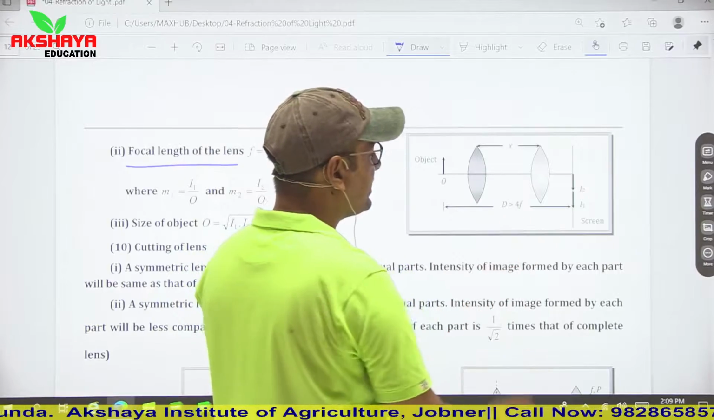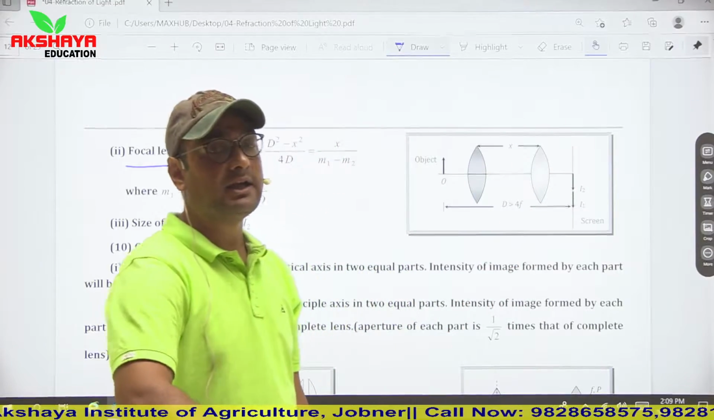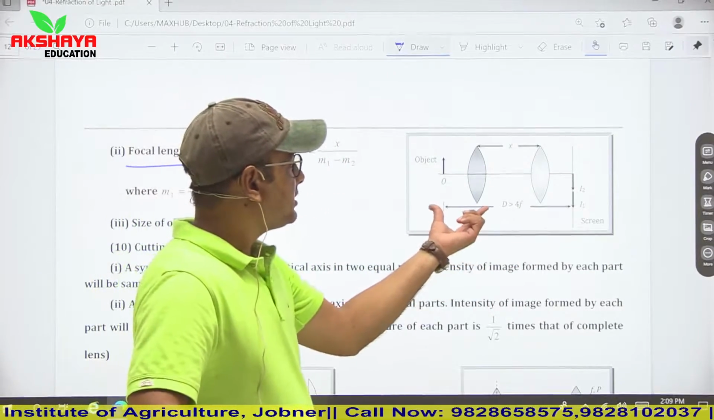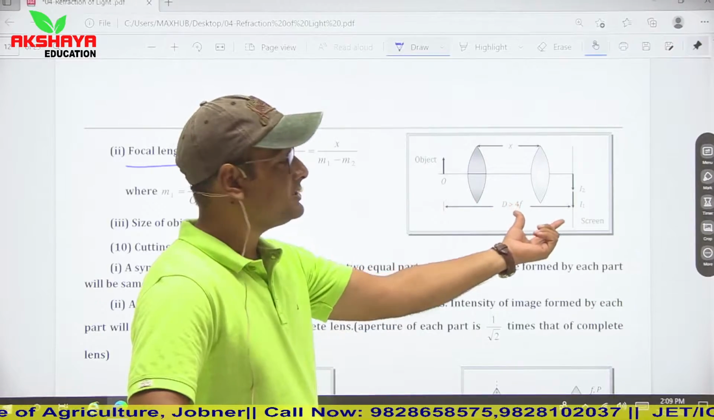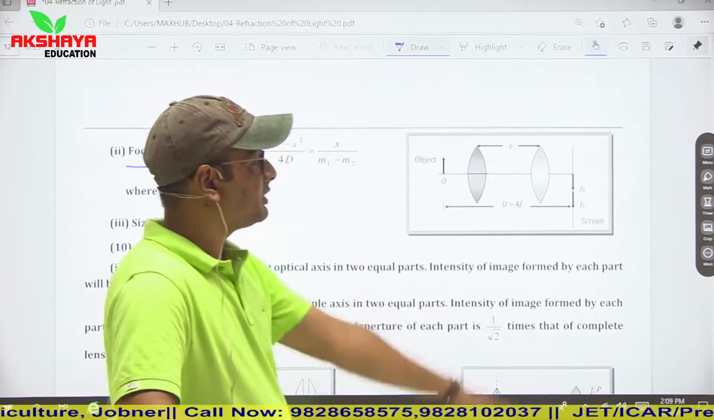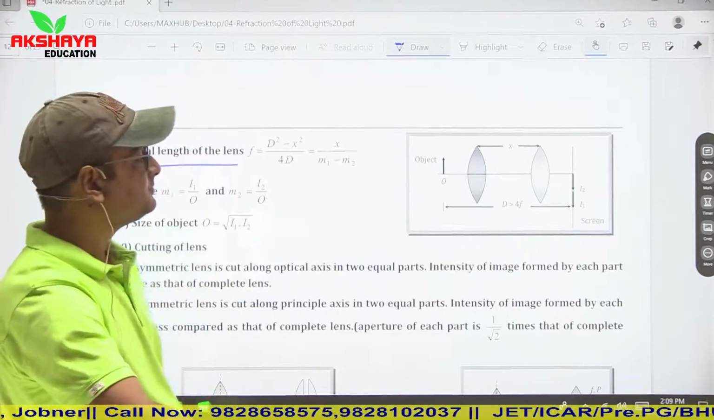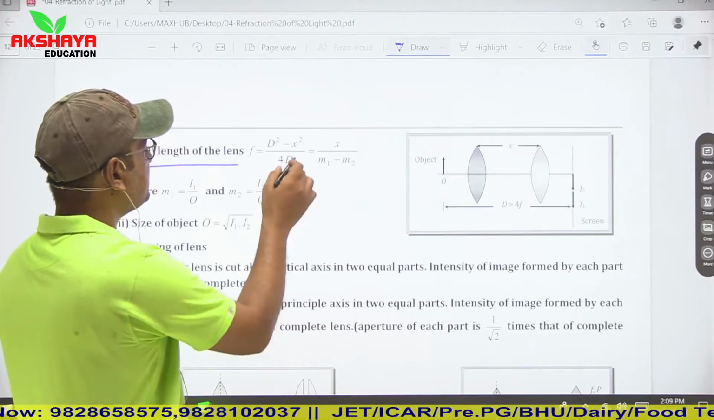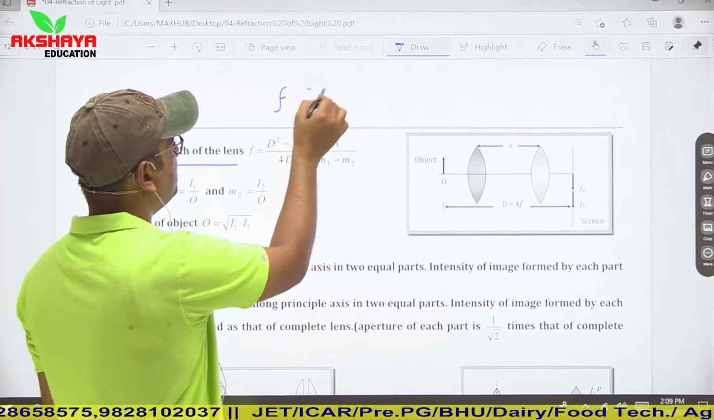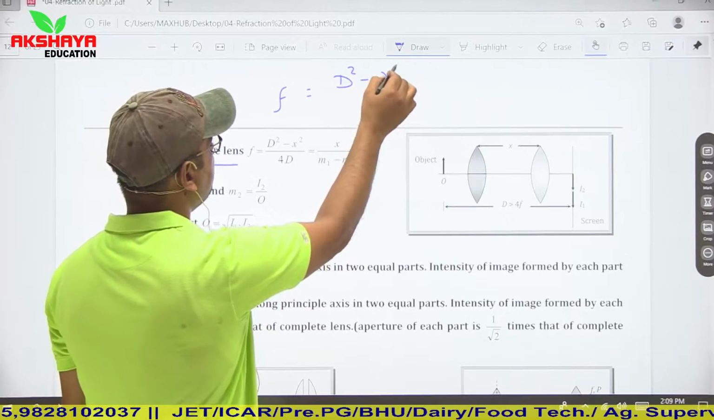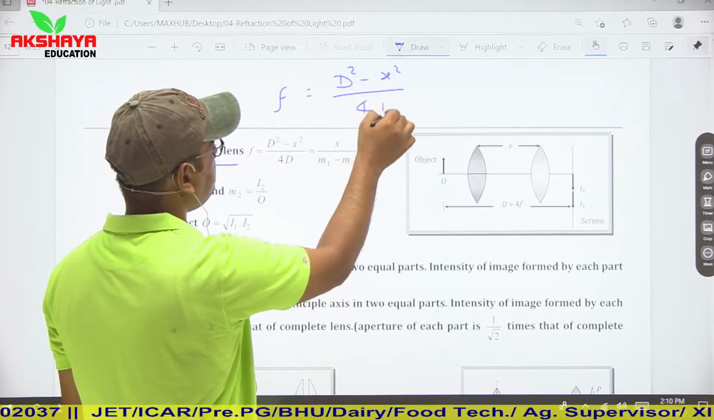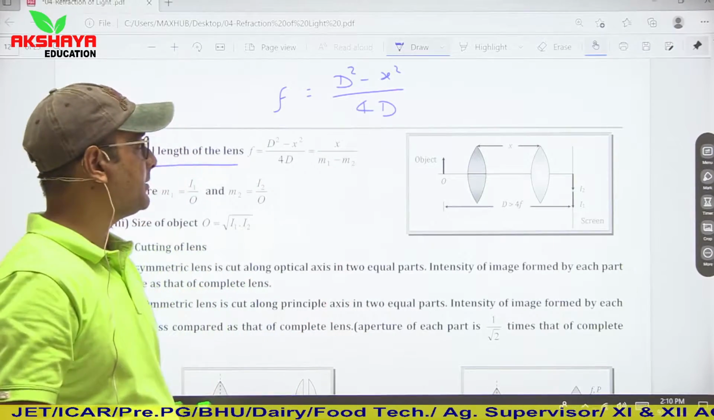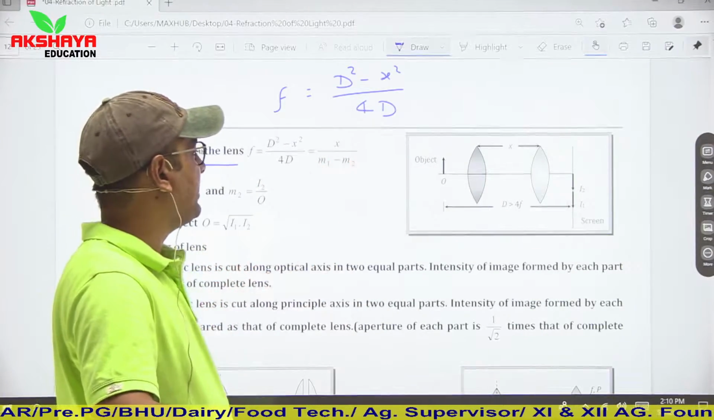Here d is greater than 4f, which means the separation of the object from the image, or from the screen, should be greater than 4f. So the separation between image and object should be greater than 4f. In this case the focal length is f = (d² − x²) upon 4d, or you can say x upon (m1 − m2).